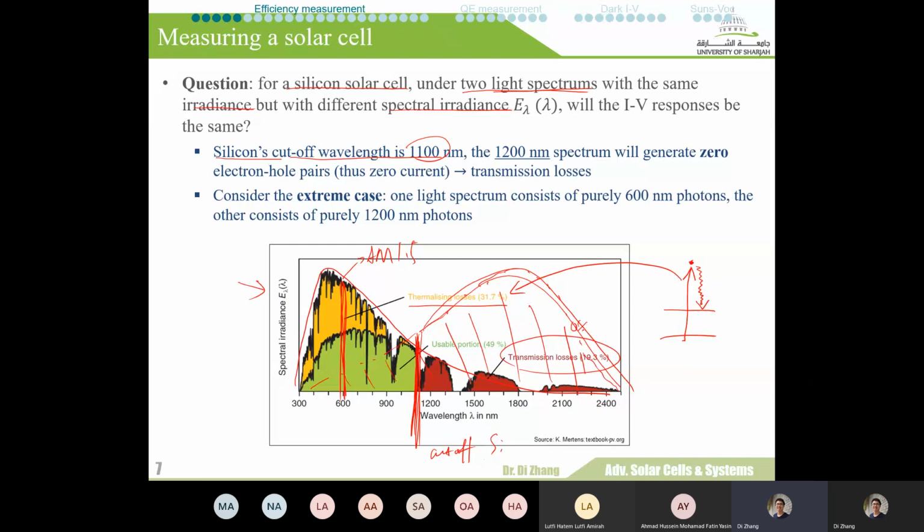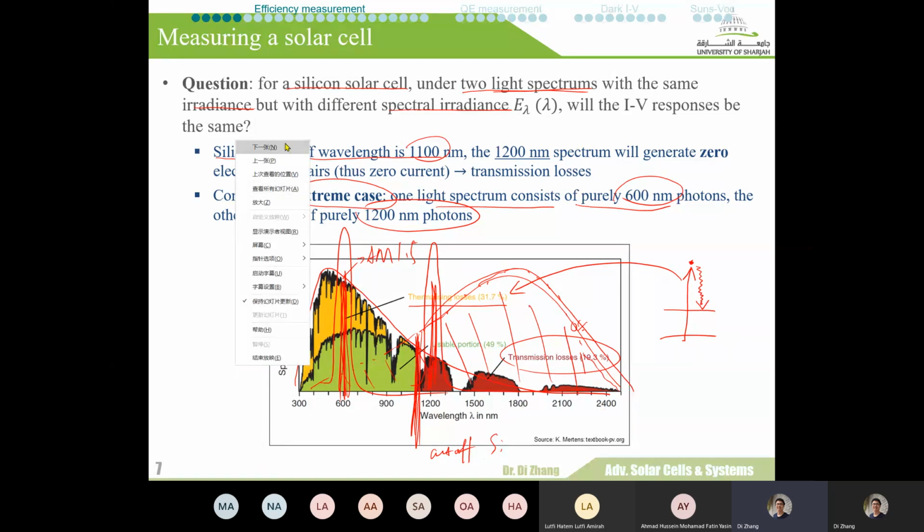Okay, and then let's consider some extreme cases. For instance, if we have one light spectrum that consists of purely 600 nanometer photons. 600 is roughly here. We know that in this region, the silicon solar cell will respond very strongly to the photons. And then the other spectrum contains only 1,200 nanometer photons. So the spectrum irradiance is something like this, and the first one is something like this. They may have the same irradiance, but what's going to be the performance from these two single wavelength spectra? You can try to think about that.